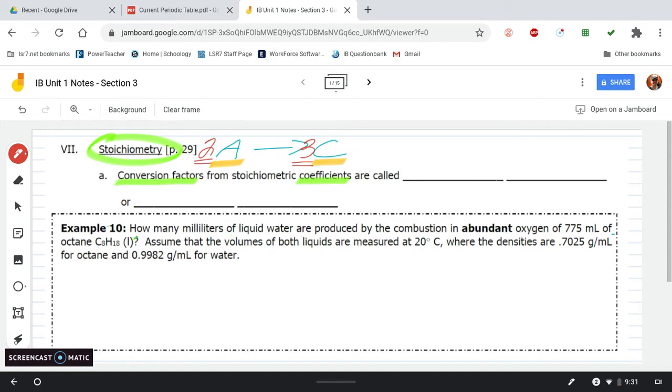All right, so we're going to write some stuff in here. A, conversion factors. When we're using the conversion factors and the coefficients, the big tool we're going to be using is what we call the mole. Remember, the mole is super important.